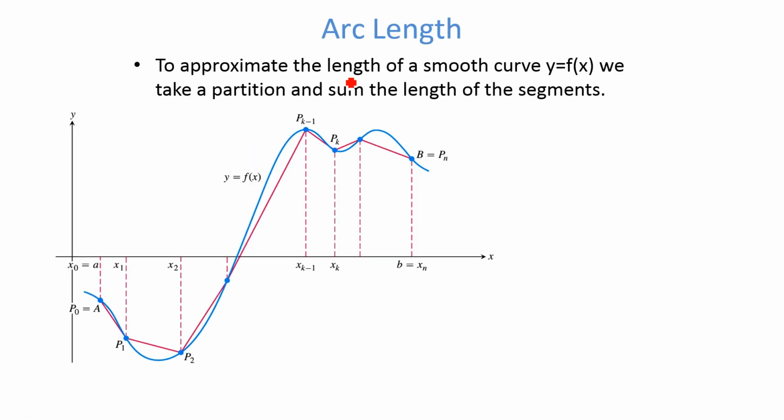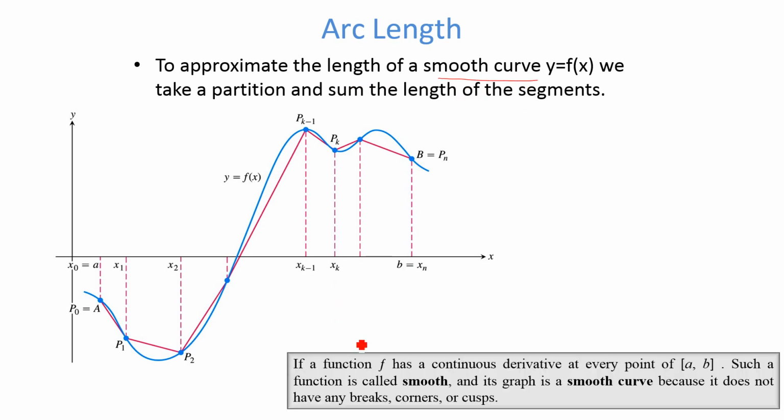If we have a smooth curve, now what is a smooth curve? A function that has continuous derivatives at every point of the interval AB is called a smooth function, and its graph is called a smooth curve. So if we have a smooth curve of the function y is equal to f(x), that is, its derivative is defined everywhere, and we are required to find the length of this curve in an interval AB.